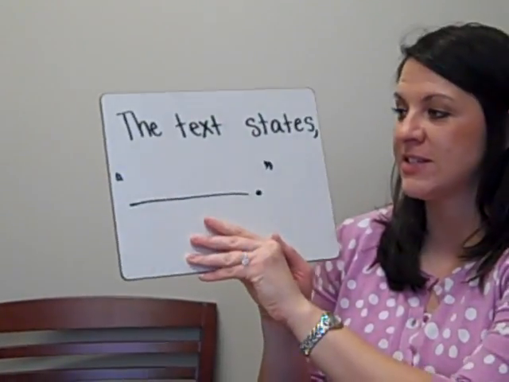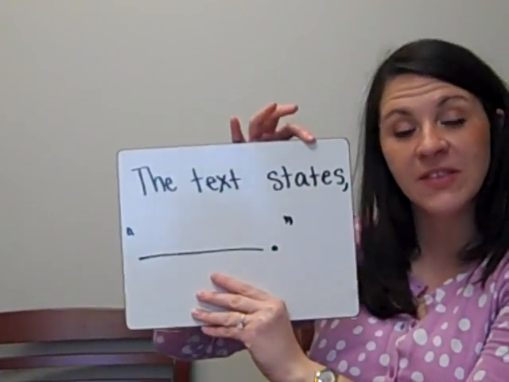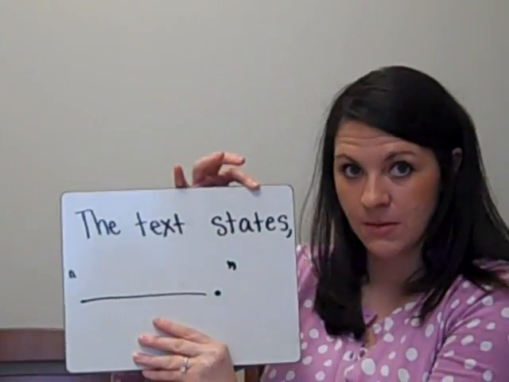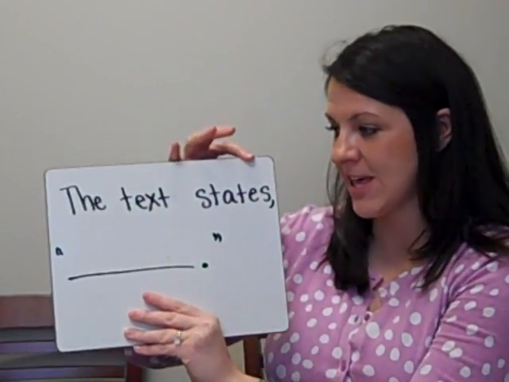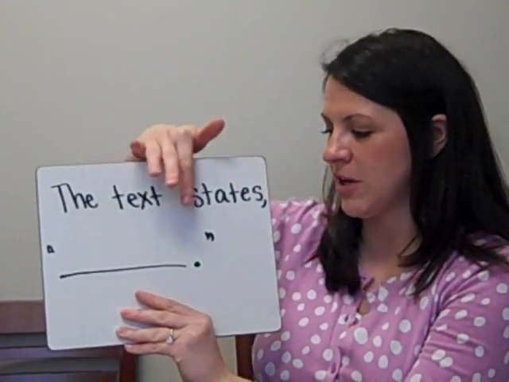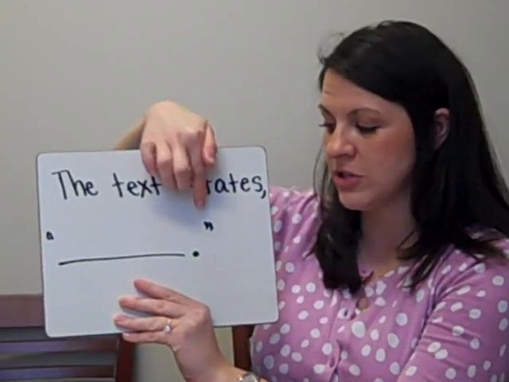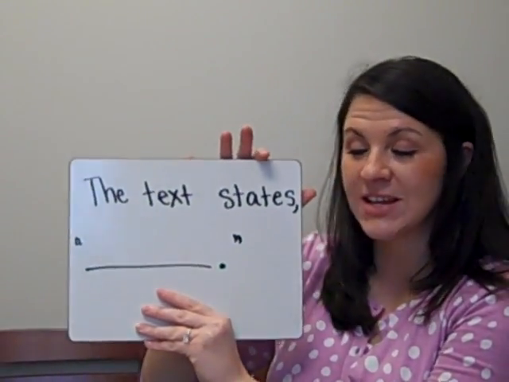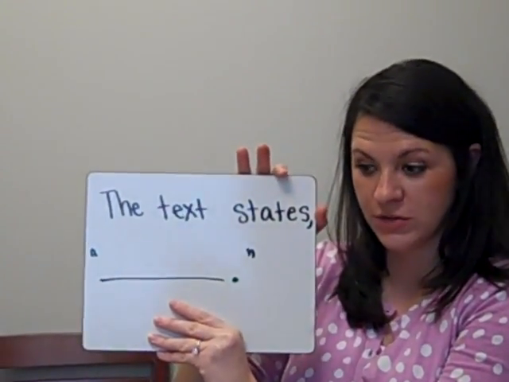The last example is, the text states, comma. In this instance, you do need a comma because there's a pause. The text states, "The face of America is changing." Again, you have 2 quotations, and you make sure that your period is inside or before your end quotation.